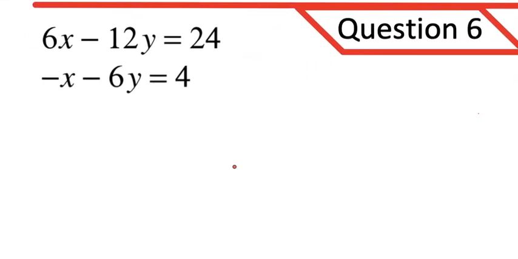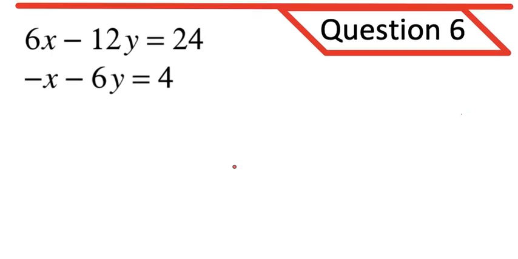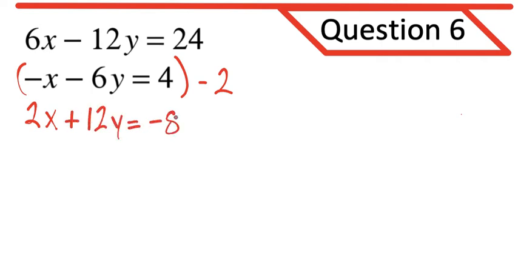Okay, number 6. The last system of equations for this video. We have 6x minus 12y equals 24, and negative x minus 6y equals 4. So what we're going to do is eliminate the y variable. The way that we're going to do that is by multiplying the bottom equation by negative 2, so that we have negative 12y and positive 12y. If we distribute negative 2, we'll get positive 2x plus 12y equals negative 8.